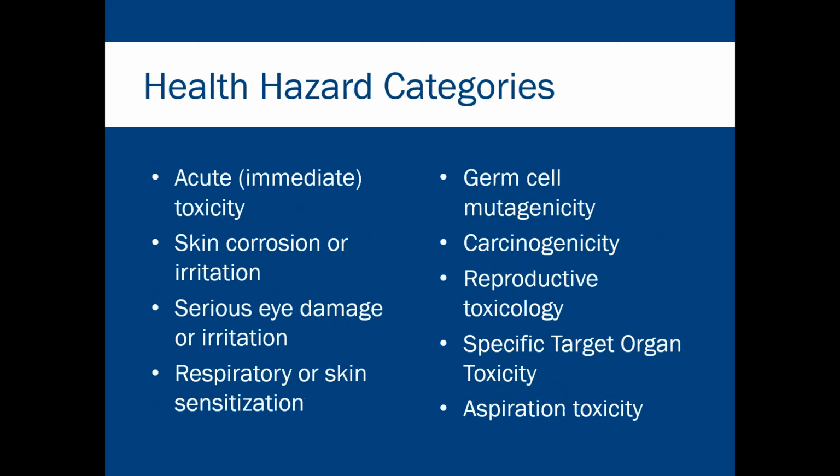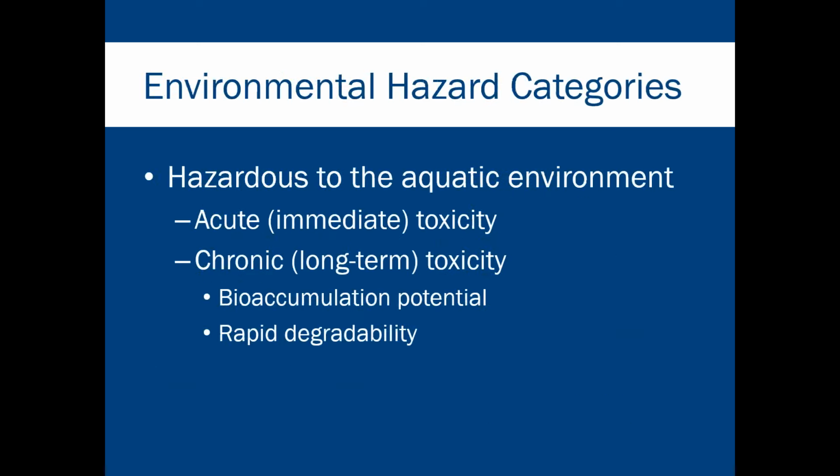The health hazard categories include those that may adversely affect your health. I like to think of these as ones that are going to take a little bit longer. They're not going to be as instantaneous as the physical hazards. So this category includes acute toxicity, skin corrosion or irritation, chemicals that can cause eye damage, respiratory or skin sensitization, germ cell mutagenicity, carcinogens, reproductive toxicology, specific target organ toxicity, and aspiration toxicity.